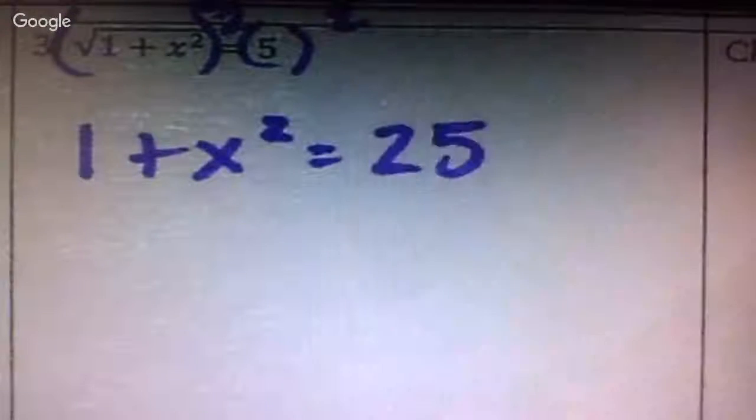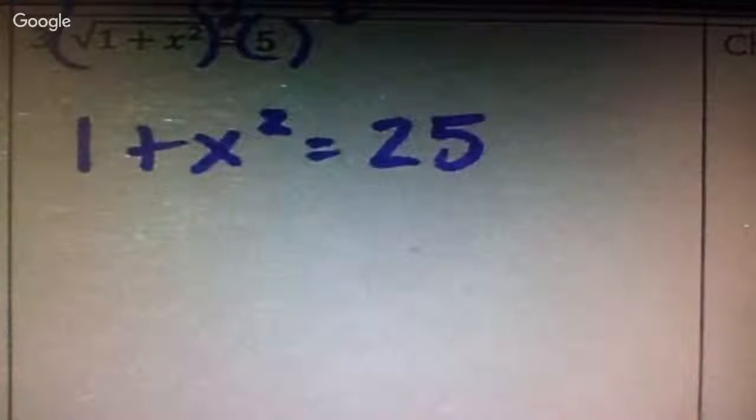What's my first step? Square both sides. You got it. So 1 plus x squared equals 25. Minus 1. x squared equals 24.